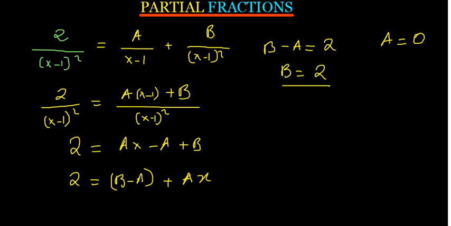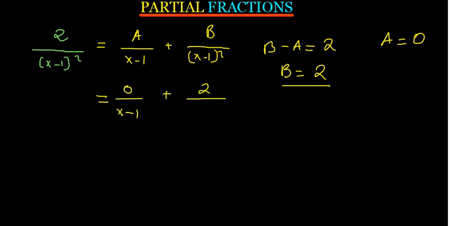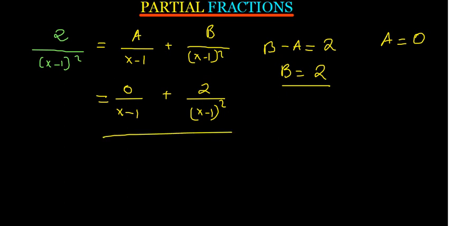So breaking this into partial fractions, the final answer is going to be 0 over x minus 1 plus 2 over x minus 1 squared. So we've broken into partial fractions. Basically what we're able to see is the answer is just this, right? Because 0 over anything is 0. So just write that. Are we okay?